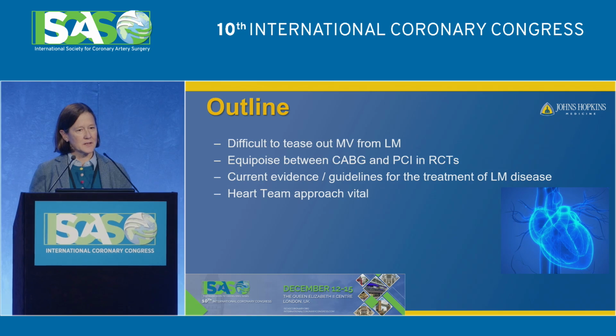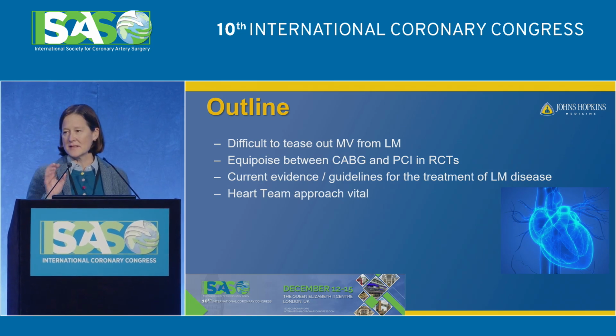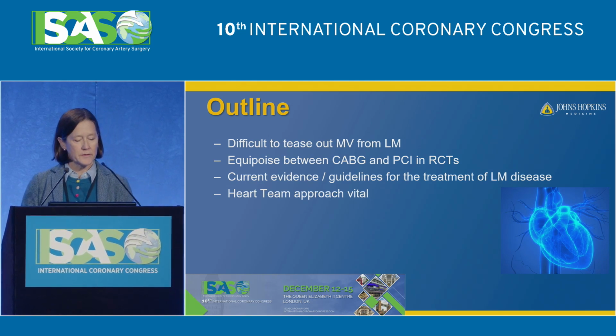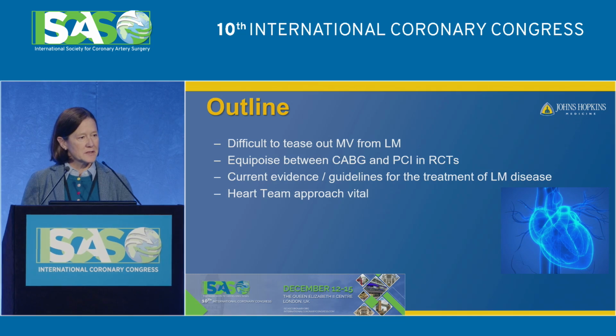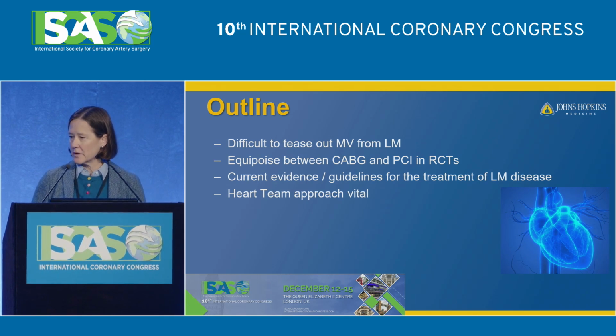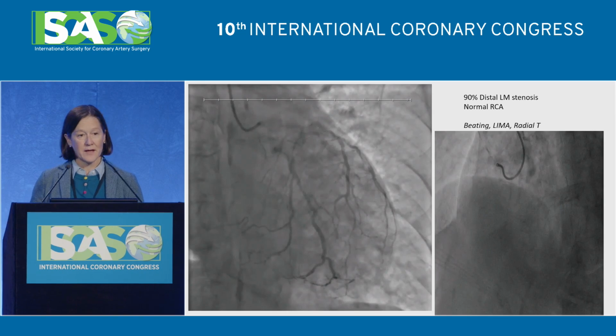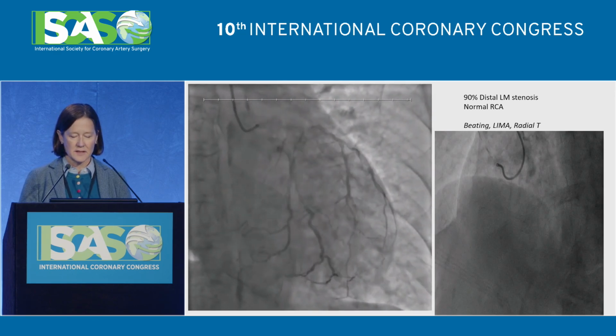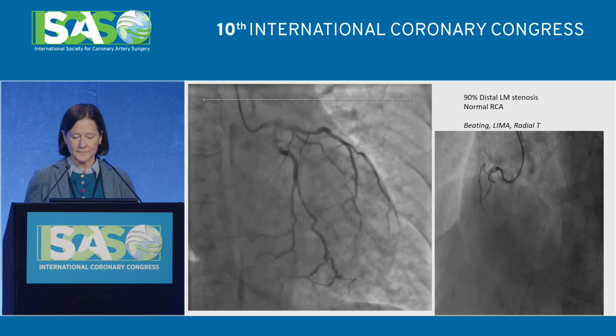Brief outline: I'm going to talk about how left main disease is difficult to tease out from multivessel disease because patients often have both. I'll show you the randomized controlled trials on left main disease and how there is equipoise for treatment. We spoke a little bit about that earlier this morning, about how they're highly selected patients. The current evidence, and how a heart team approach, as we have today, is vital. So this is the patient. There's a 90% distal left main stenosis, normal right coronary artery.